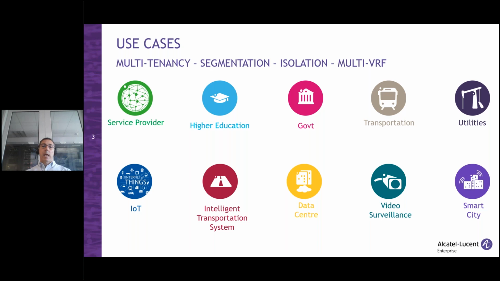That is not to say that with SPB or MPLS, you do not use multiple VRFs anymore. You still do, but those multiple VRFs only exist on the edge nodes and not on every intermediate node. So that's the techie part.